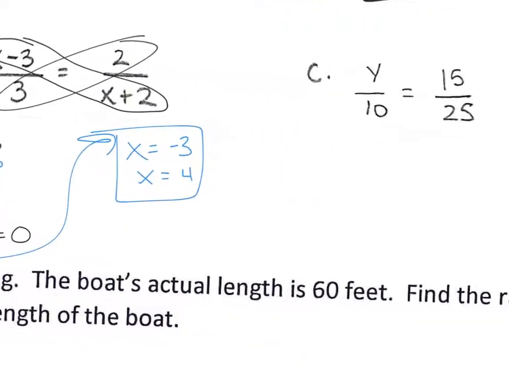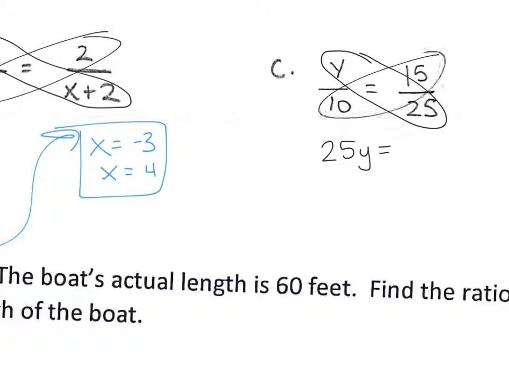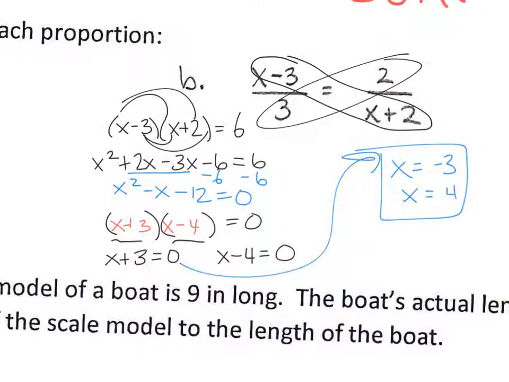Well, let's go over here. So I'm going to use this cross product property. So it's going to be 25y equals 150. Divide both sides by 25. So how many quarters in $1.50? It's 6. Y is 6. Much easier than this one because we got an x squared.